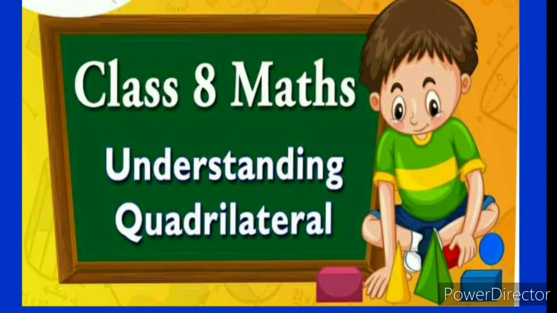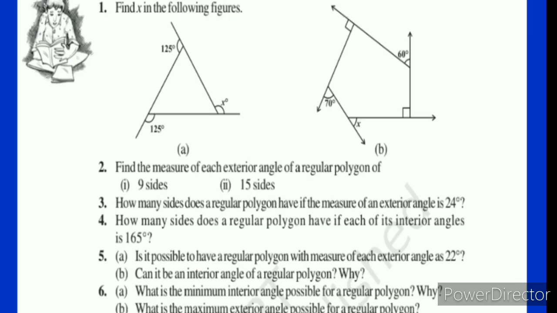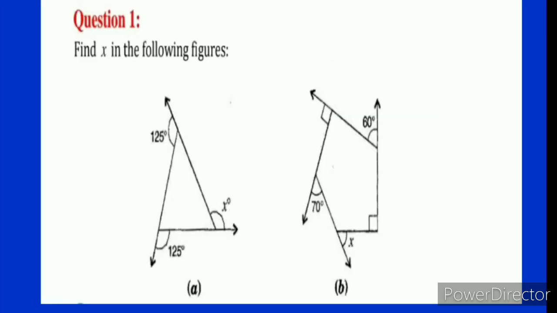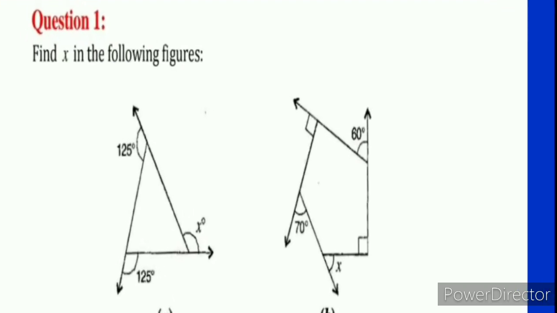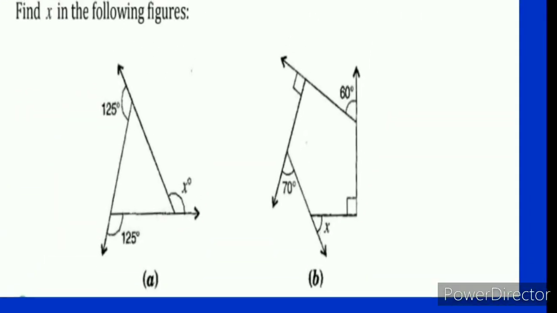We carry all these key points to solve exercise 3.2. Look at this exercise. Totally we have 6 main questions. All these questions are based on interior angles and exterior angles of a polygon. First main question: find x in the following figures. Here we have two figures.